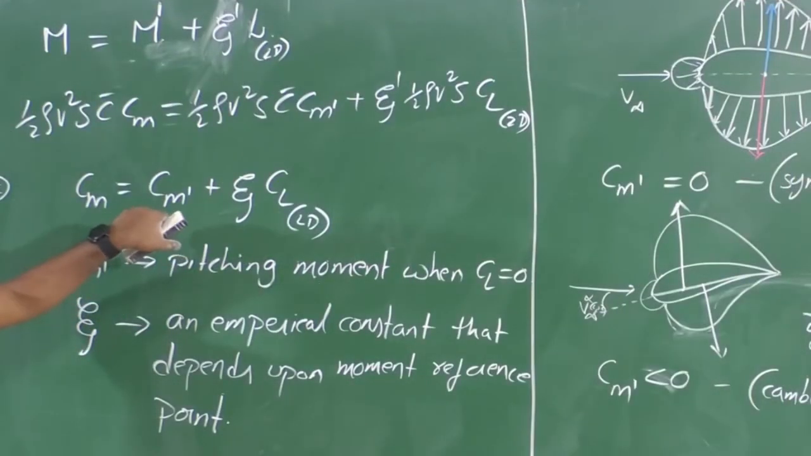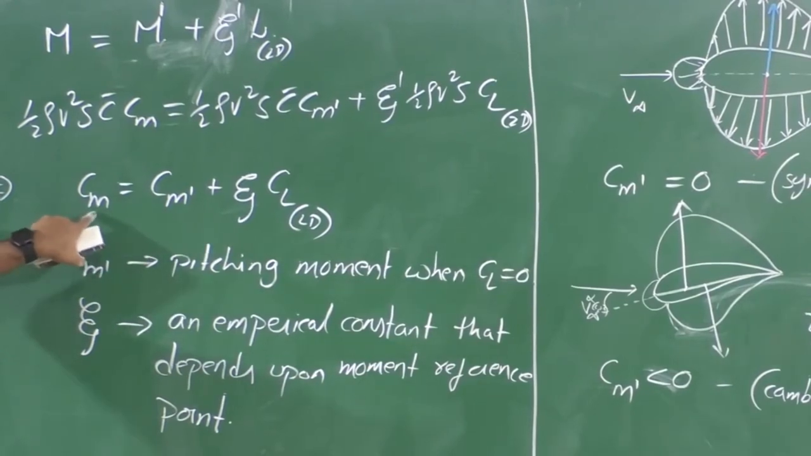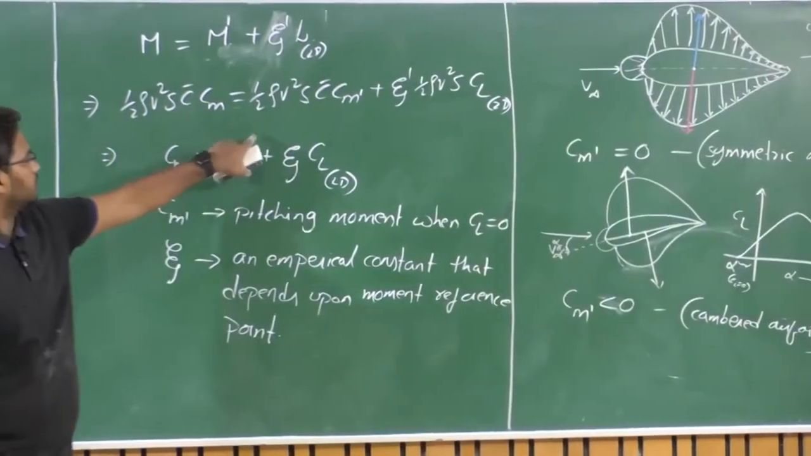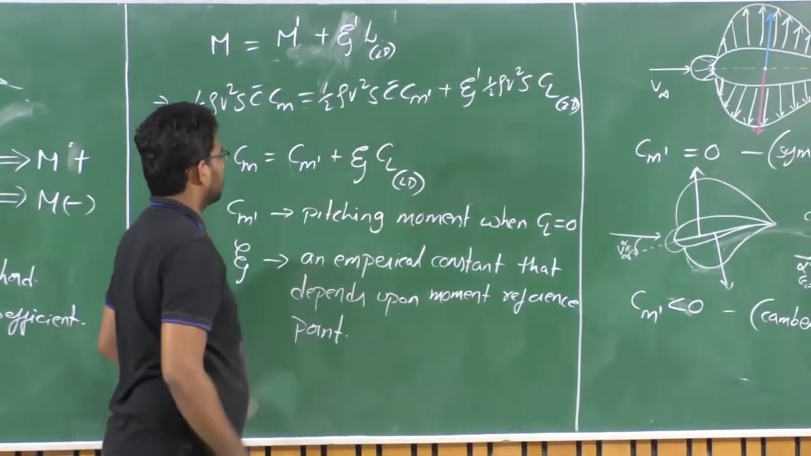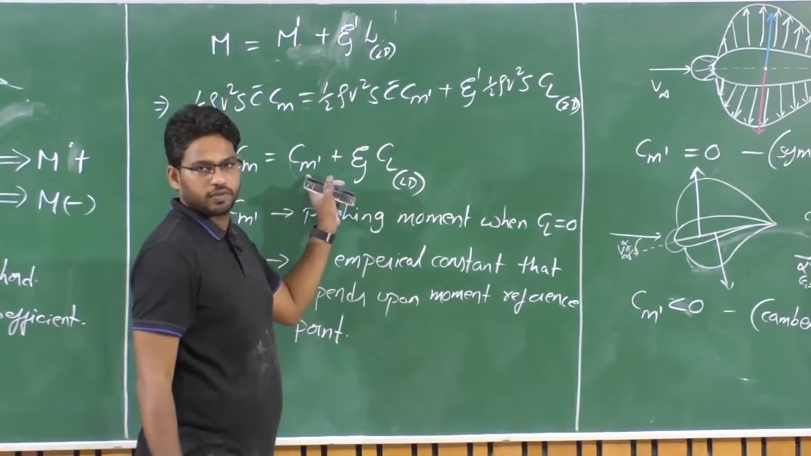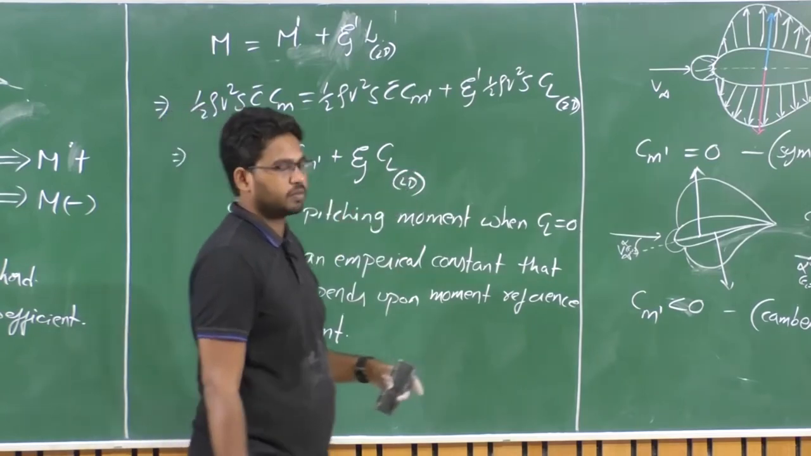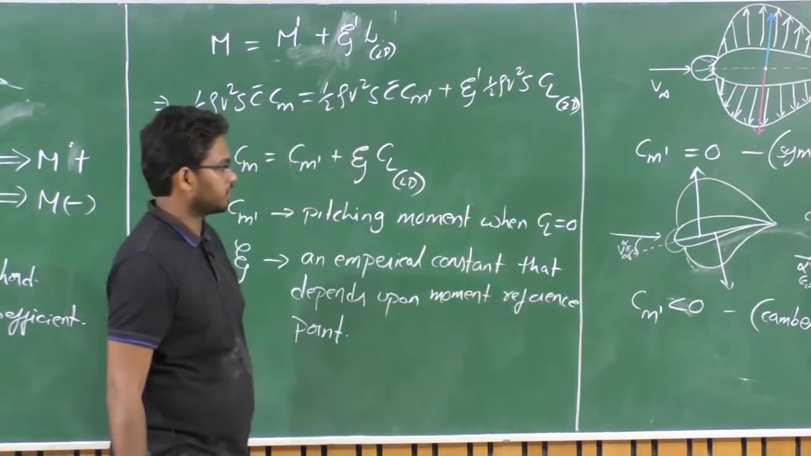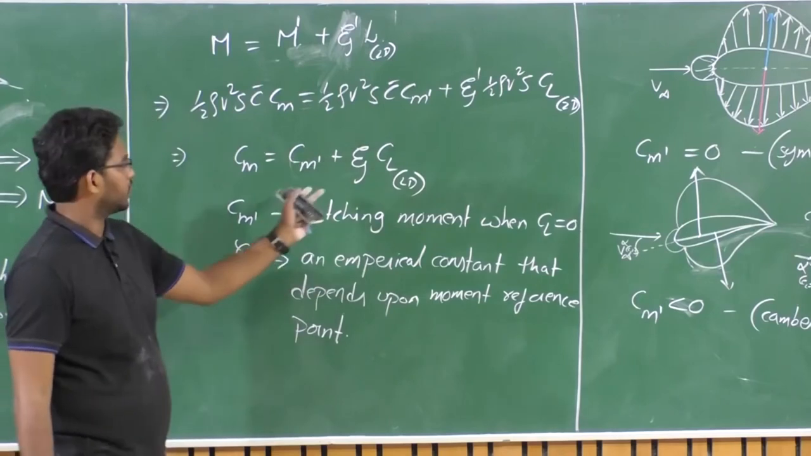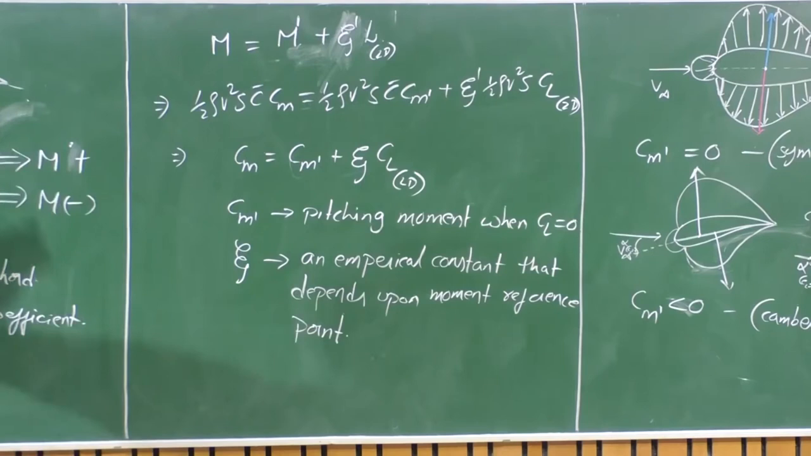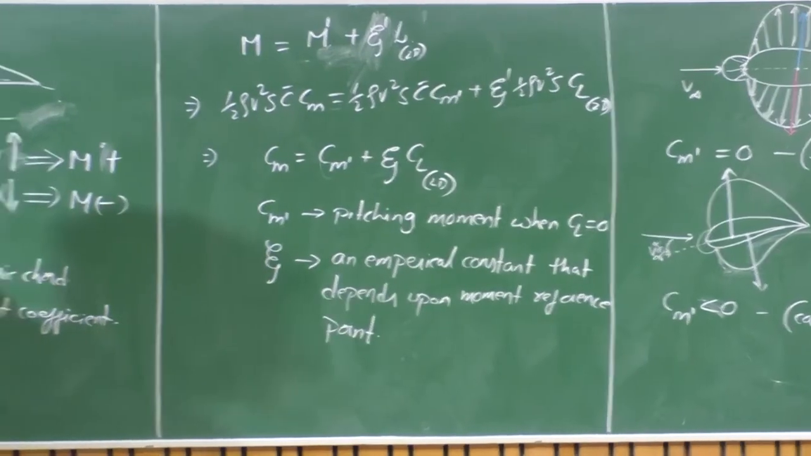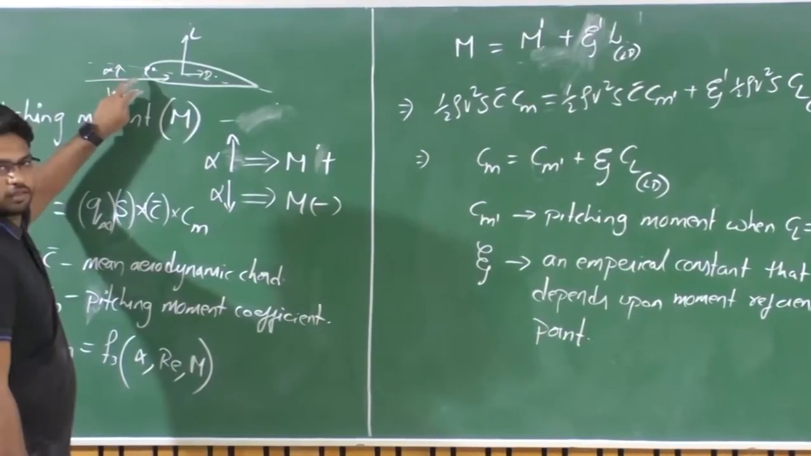So let's get back to this equation. We are now clear with what CM prime is. It is the moment independent of lift here, and is equal to zero for a symmetric aerofoil. We also discussed that it is negative for a cambered aerofoil. So what about this zeta? Let's consider a moment reference point close to the leading edge here.